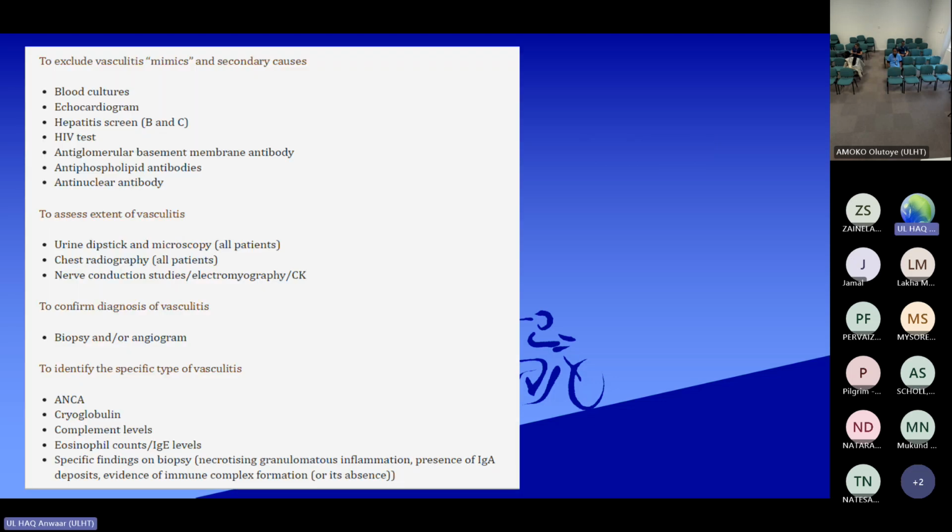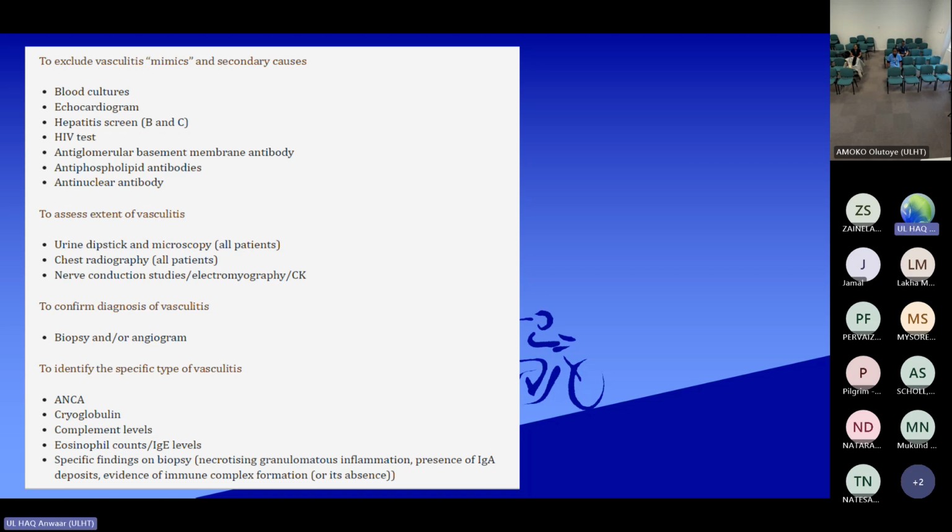So here is a very brief summary of what we can do to rule out the vasculitic mimics and rule out the secondary cause. We can look for infection, as we said before, that is one of the most common causes. So you can run the septic screen, including the blood culture.